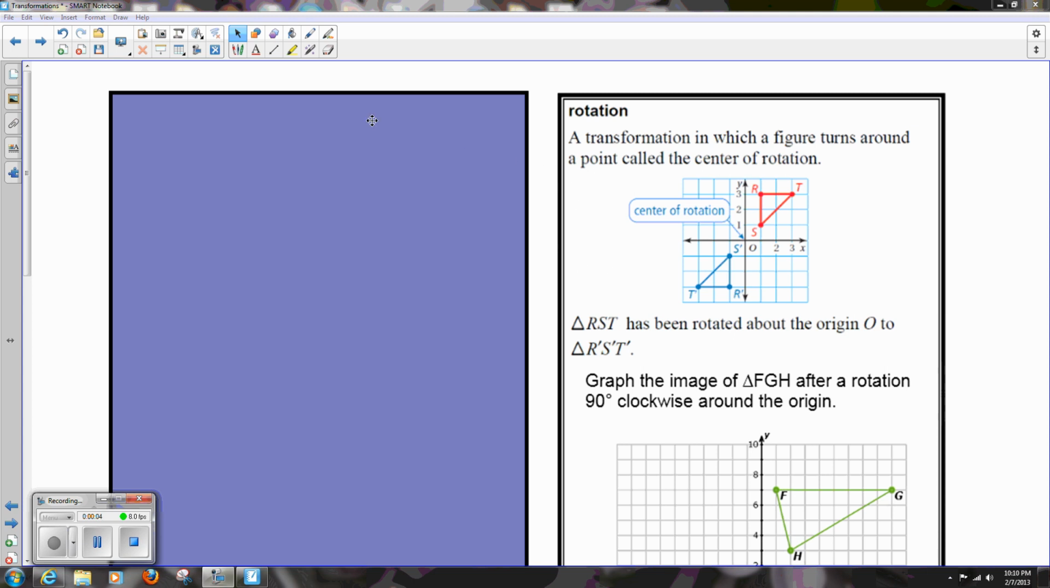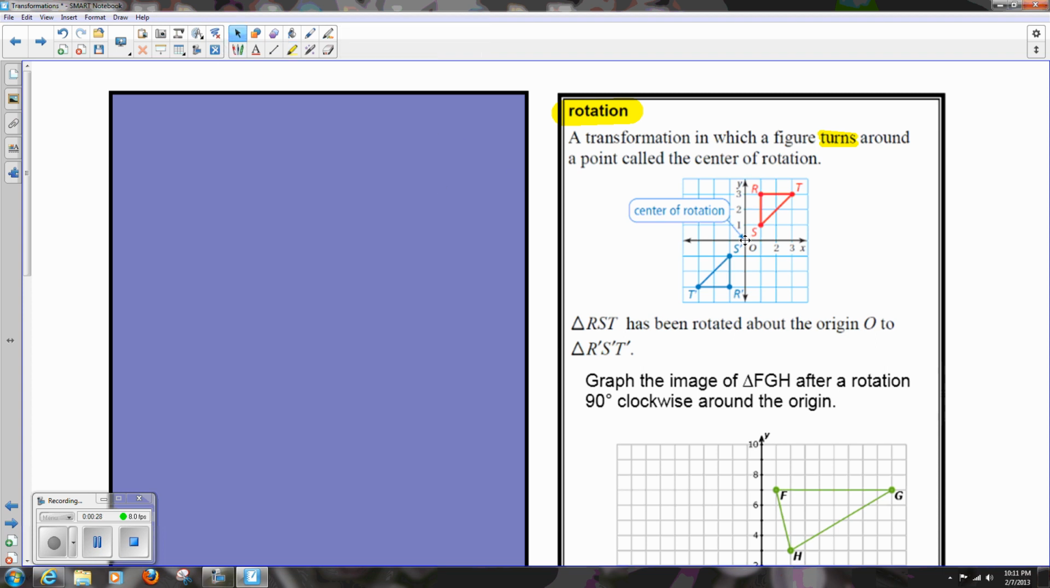Welcome back. This is part 3 of transformations, and we're looking in this section at rotations. So a rotation is a transformation in which a figure turns around a point called the center of rotation. So rotation is just a fancy word for a turn. So I want to talk about the center of rotation for a minute.